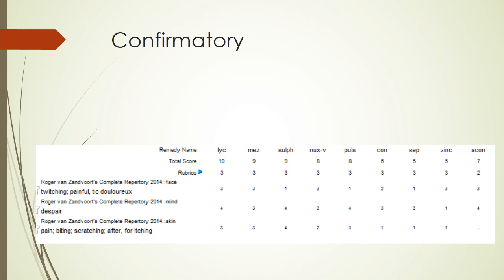Now we'll use some other symptoms to confirm if Meserium still stays in the race. For instance, we have got mind despair, twitching, painful, tic douloureux. That means I am using the name of the disease now. And pain, biting, scratching after, for itching. And once again, Meserium covers all the 3, and it's in fact just following very closely behind Lycopodium. So I have used the name of the disease, I have used a mind symptom, and I have used the new symptom which had been brought in by the patient in the second consultation.